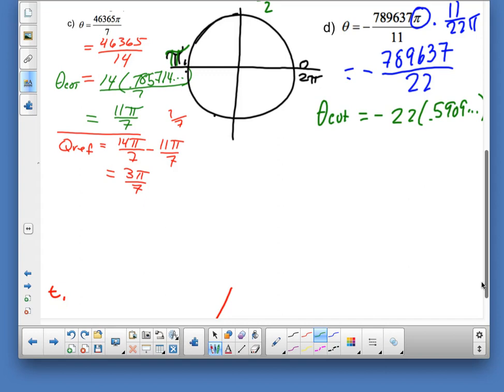This 0.590, in my calculator I went 789637 divided by 22. I dropped the stuff on the left side of the decimal because I'm only concerned with the fractional portion of a revolution. Then I multiply that by 22 because I find out how much of a revolution I am in radians. That's going to come out as negative 13 pi over 11 is what my solution should be.